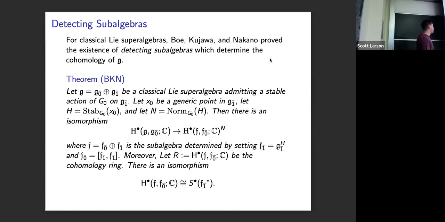And if we let R be the cohomology ring, then both Kujawa and Nakano actually showed in their paper also that the relative F0 cohomology is isomorphic to the symmetric algebra S*(F1*). Okay.